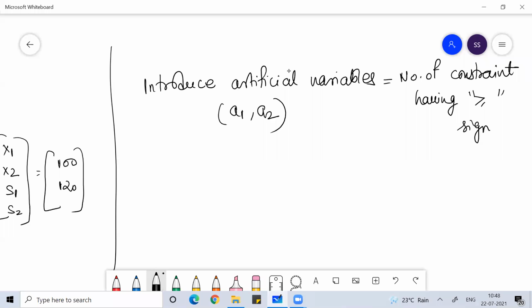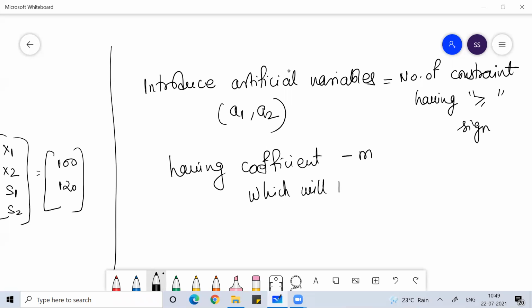Because the number of artificial variables totally depends upon how many constraints you have with the greater than or equal to sign. So you introduce artificial variables A1 and A2 having coefficient minus M, okay, which will not impact the derivation of the solution of the problem.